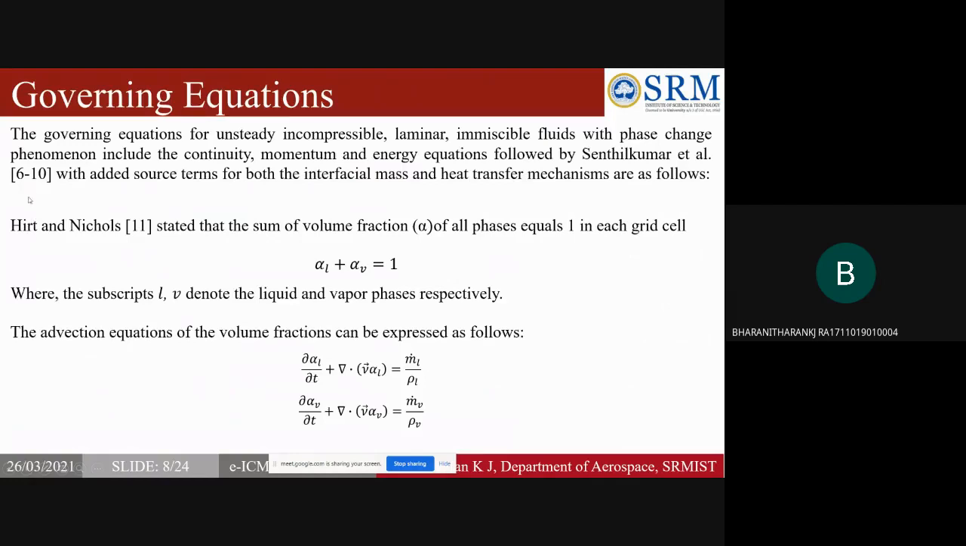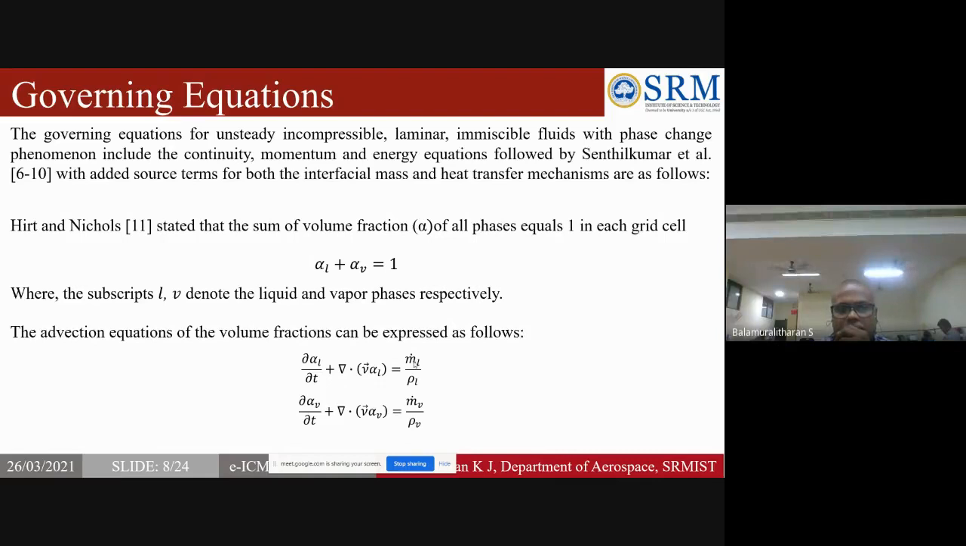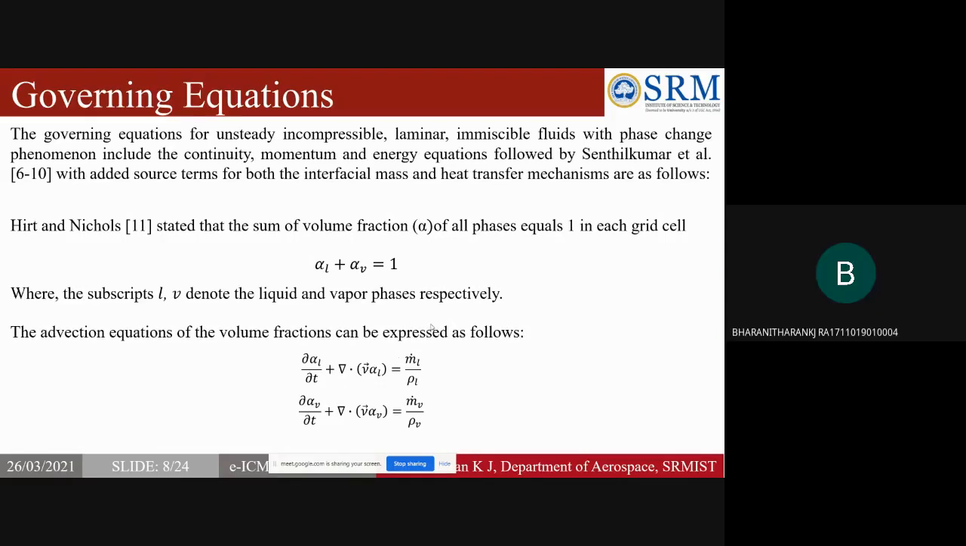Governing equations. For the governing equations, the sum of the volume fraction of liquid and the volume fraction of vapor is equal to 1. And this is the advection equation for volume fractions, which looks like a typical continuity equation with a source term. What is your work for this governing equation? We have added the source term which calculates the mass flow rate for liquids and vapors.